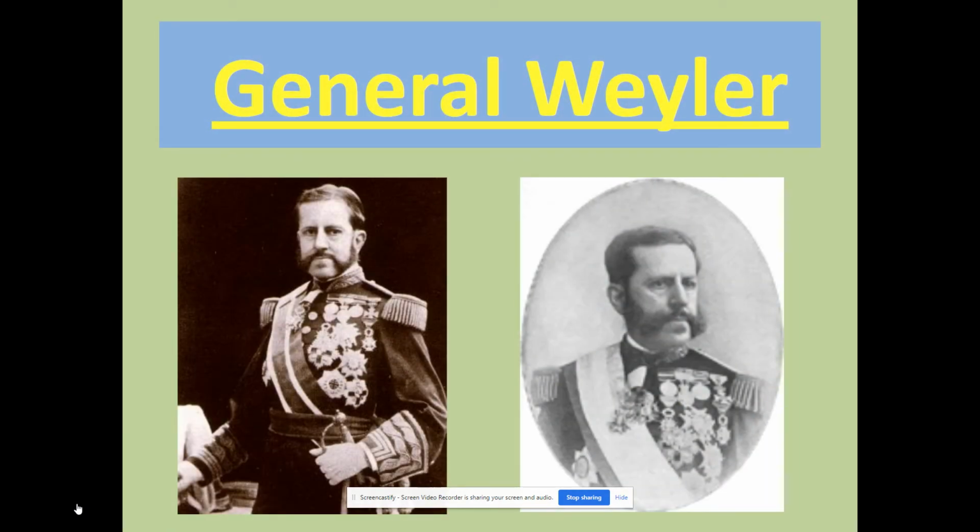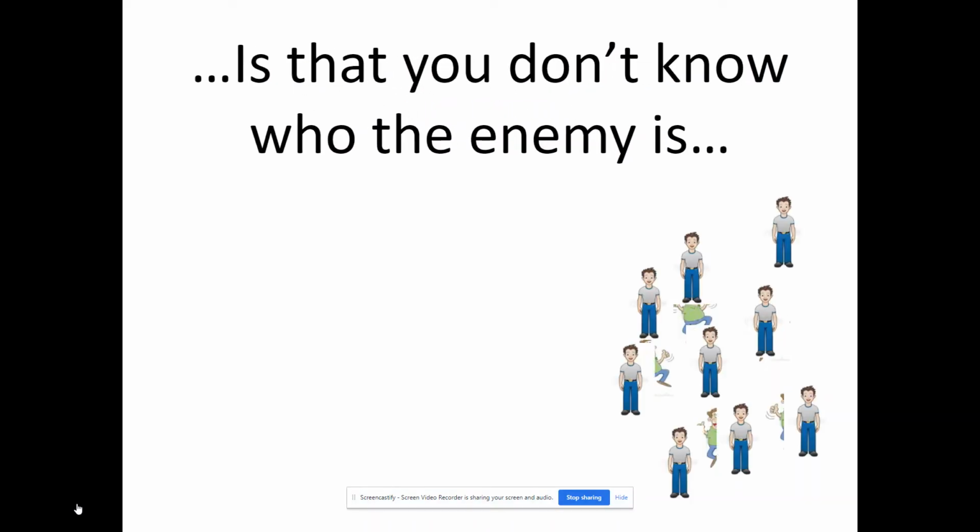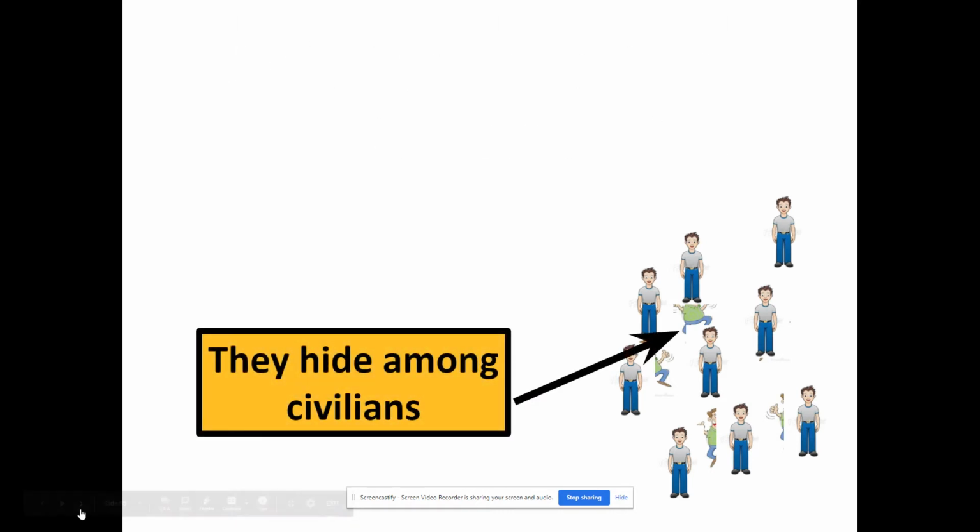So they brought in this expert, General Weyler, an expert on fighting the tactics of guerrilla warfare. And he said, I know what I can do about guerrilla warfare in Cuba. So if you don't know who the enemy is, you can't fight the enemy because they're hidden. If you look here, all hidden within civilians. So instead, you hide the civilians because those are the people you have access to.